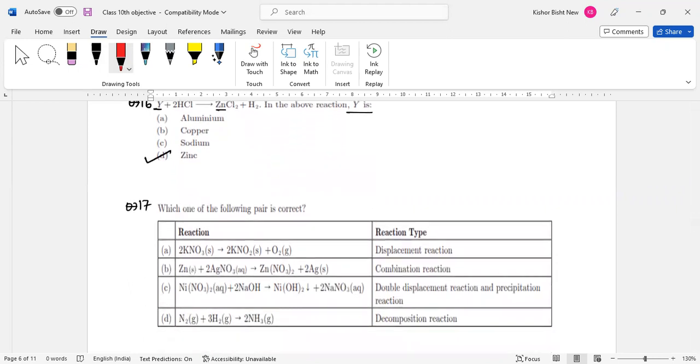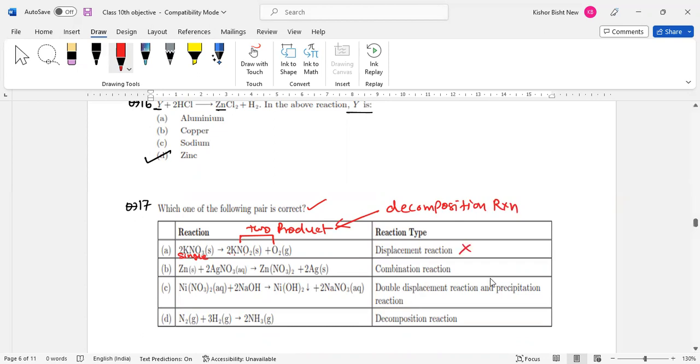Which one of the following pairs is correct? Please read properly. KNO3 gives KNO2 plus O2. Here is a single compound, a single substance, and it breaks down into two or more products. This is a decomposition reaction. Here it is written as a displacement reaction, which means this is incorrect.